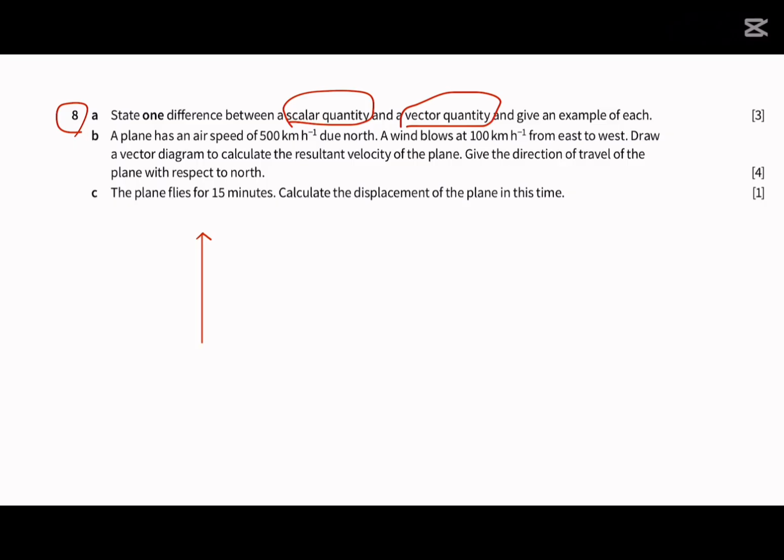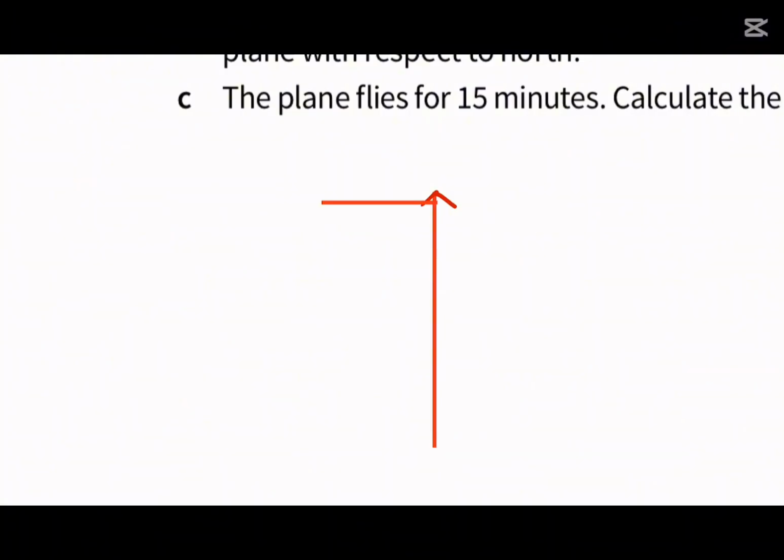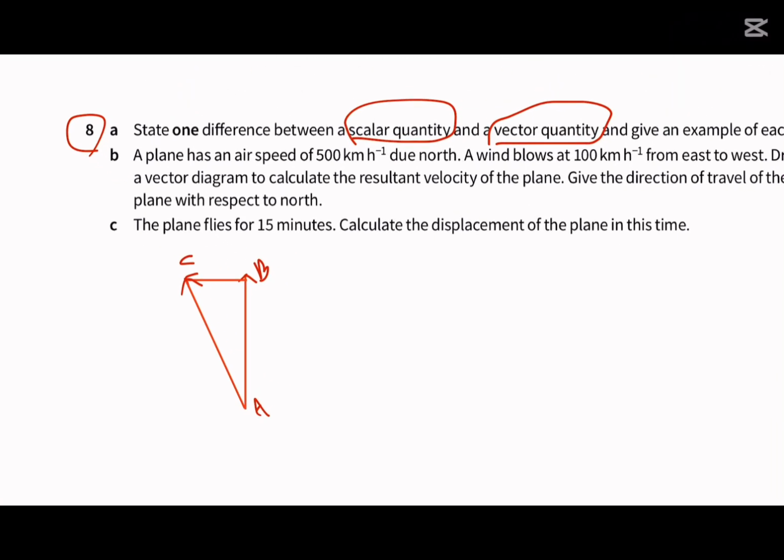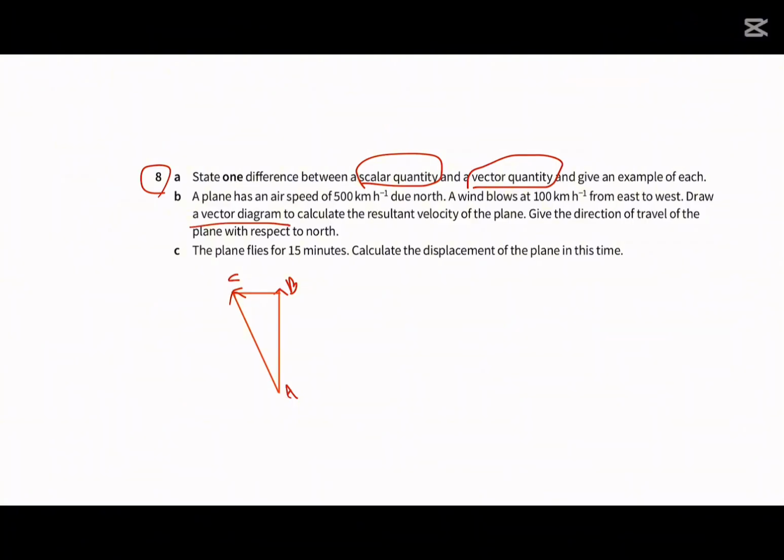Let's draw another vector line like this. The total vector, the resultant vector, will be this. Let's name it A, B, C. And then I drew the vector diagram. Now calculate the resultant velocity of the plane, and give the direction of travel of the plane with respect to north.